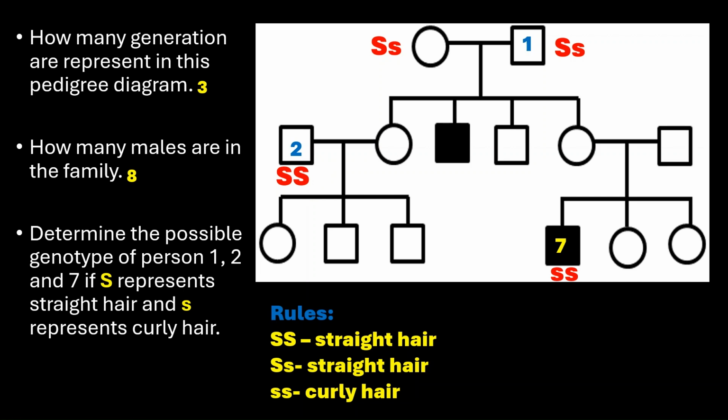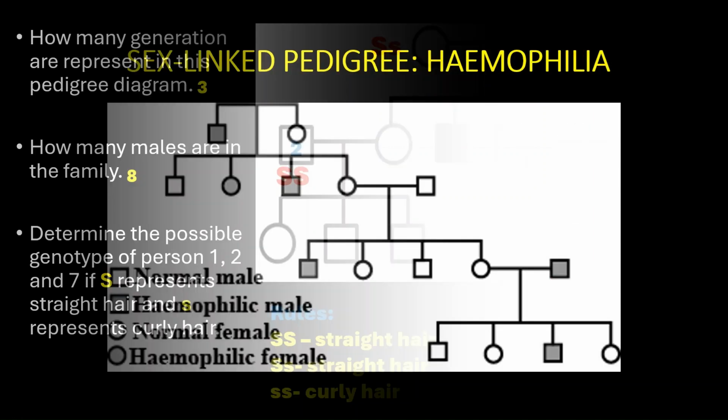As it appears, we have two dominant parents with straight hair producing three offspring. One has curly hair. Where did she get curly hair from? That means both parents are heterozygous. They were carrying the recessive allele that appeared in the child.